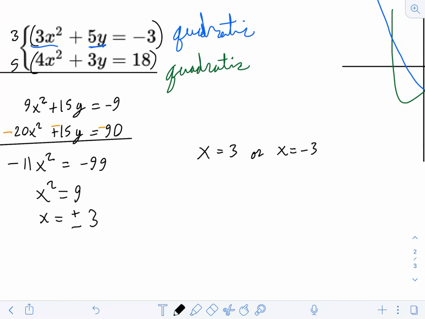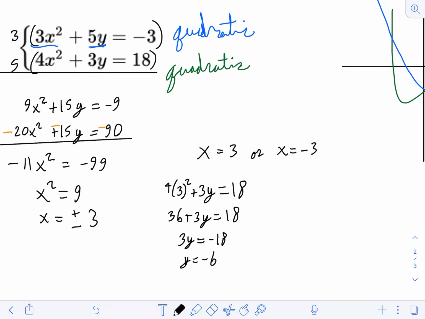Now we just want to find out what our y value is. We could plug it into either equation, just like before. Once we find out our x, we can just plug it into an equation to get the y. I'm going to plug it into the second equation because that deals with a lot of positives, and it's nice to deal with positives. So I got 4 times 3 squared plus 3y equals 18. 3 squared is 9, 9 times 4 is 36, plus 3y is equal to 18. Subtracting 36 from both sides, we get 3y is equal to negative 18. Y is equal to negative 6.